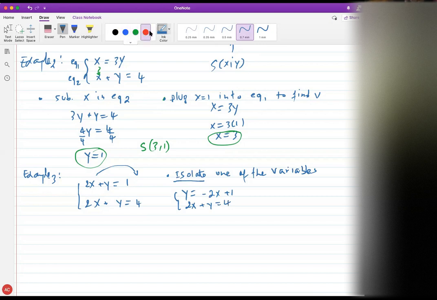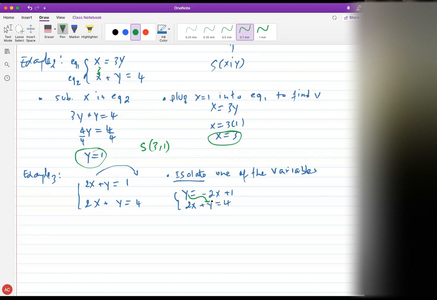So now that we have a variable by itself, what do we do next? We're using the substitution method. So what do we substitute? Which variable do we substitute in these equations? We look for the one that's by itself. The y is by itself, so that's the one that we plug in, instead of the y in the other equation.